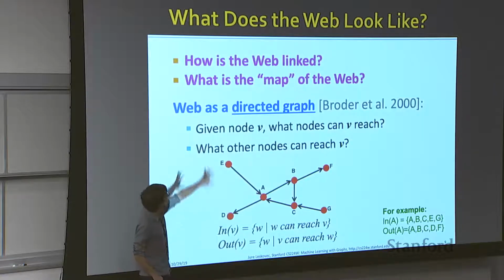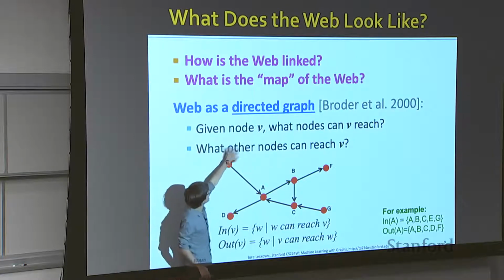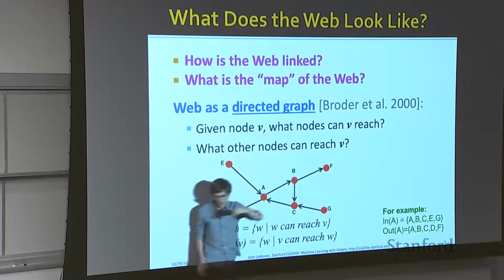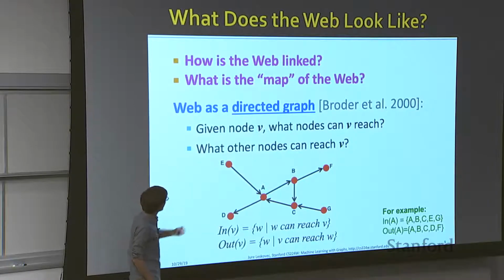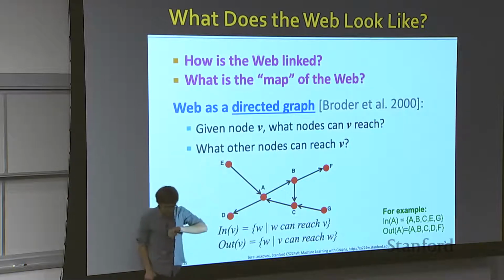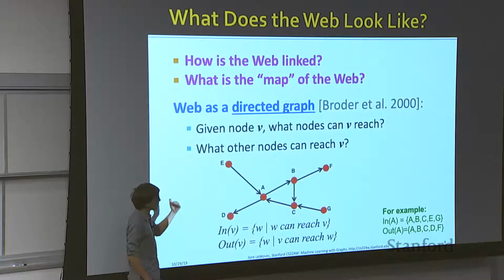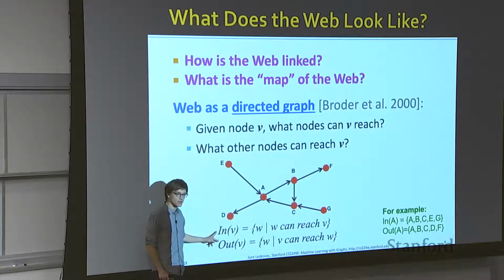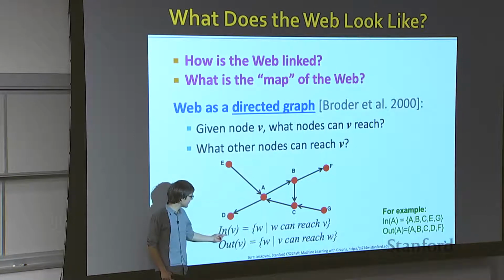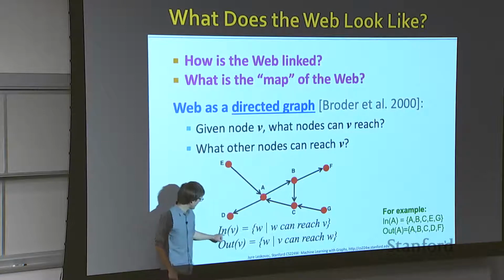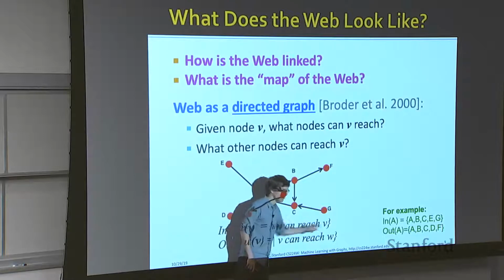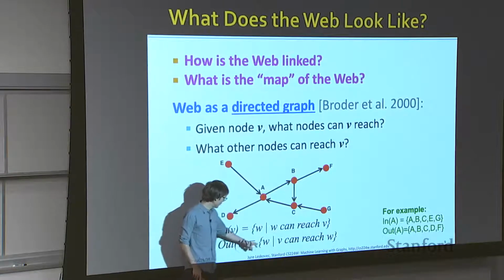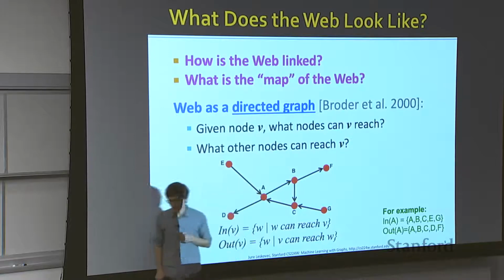The question they were asking is, how is the web organized? Given a node V, what other nodes can we reach from that node V? That was what they were asking themselves. The question is both, what can we reach going out from V, but also who else can reach this arbitrary node V? So this means we will define two notions, two sets. We will define an in component and an out component. An in component of V are all the nodes W where W can reach node V. And the out component is all the nodes W where V can reach W.